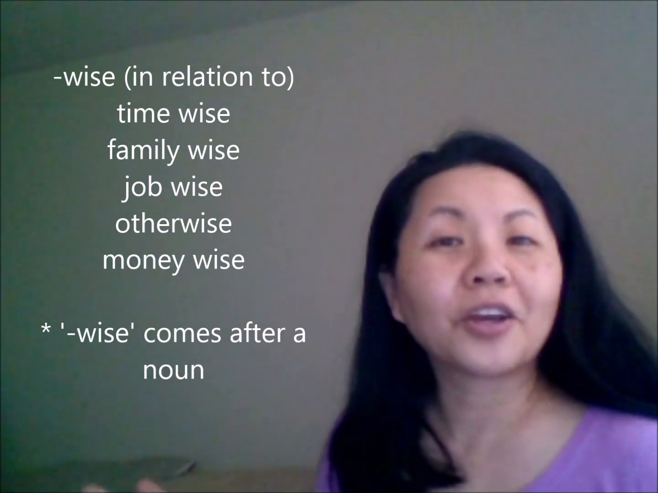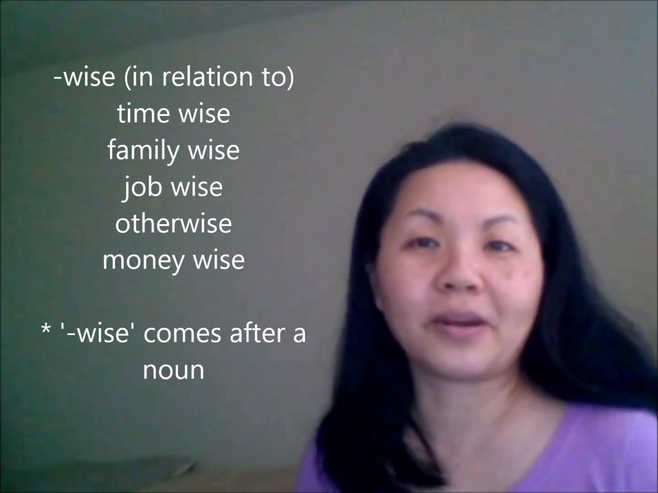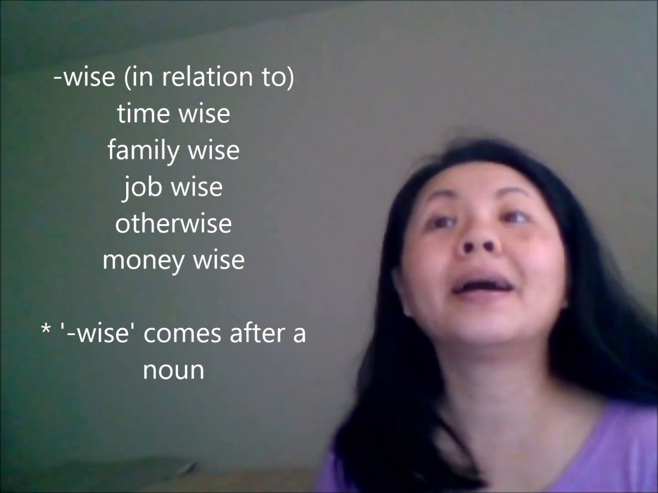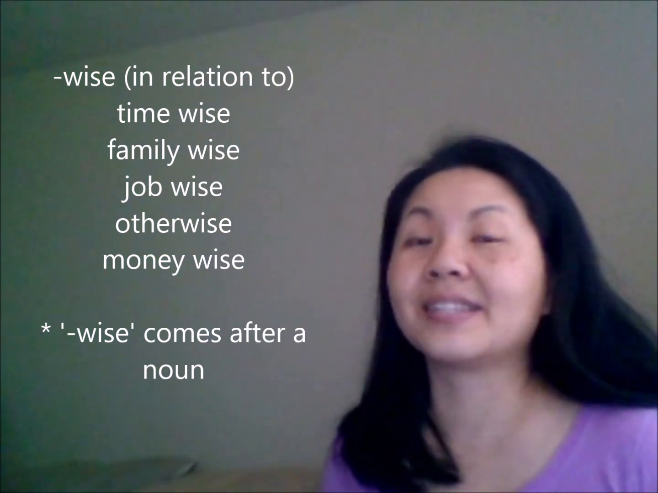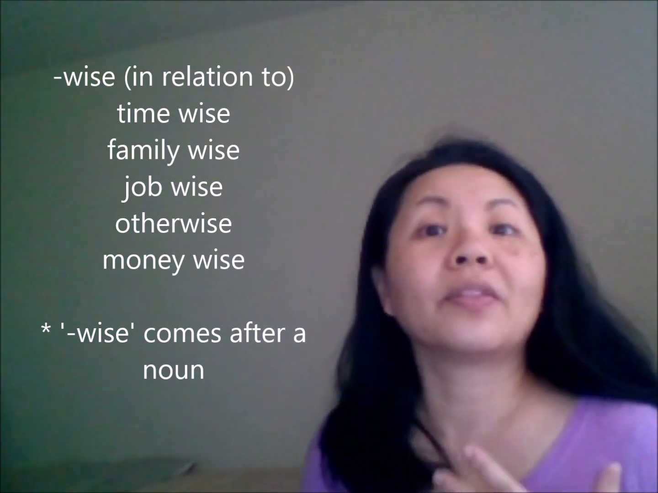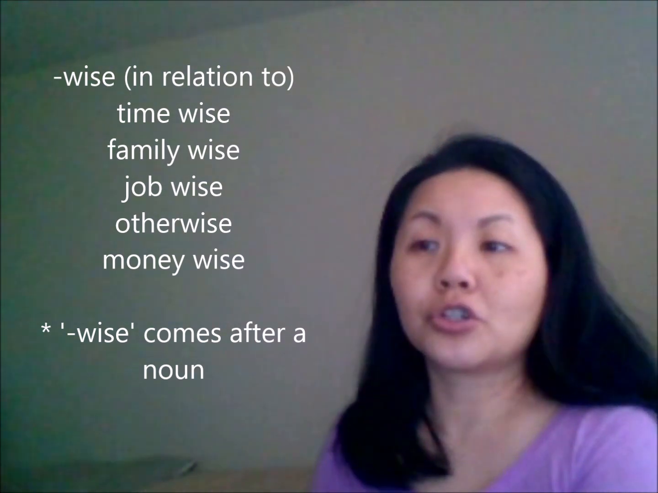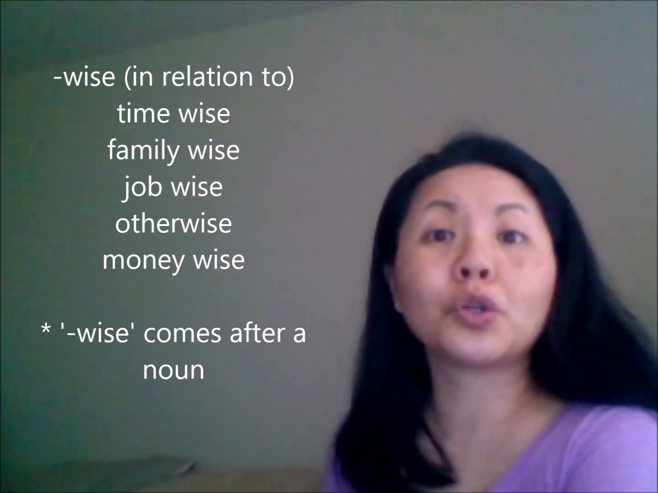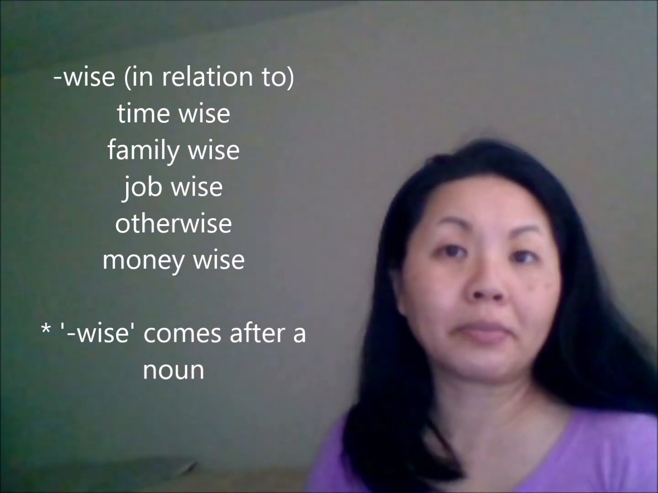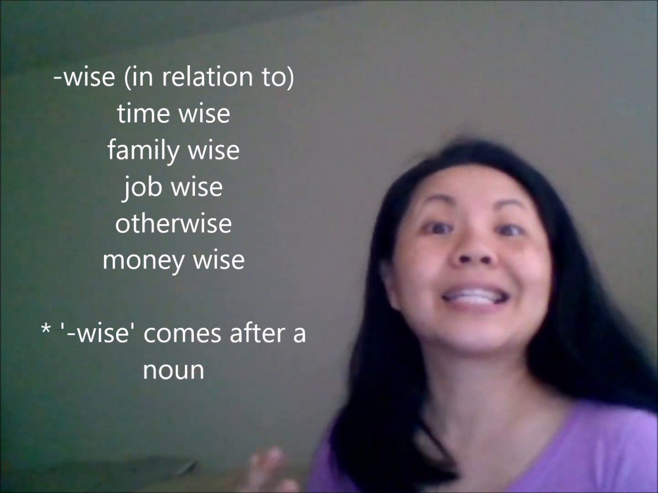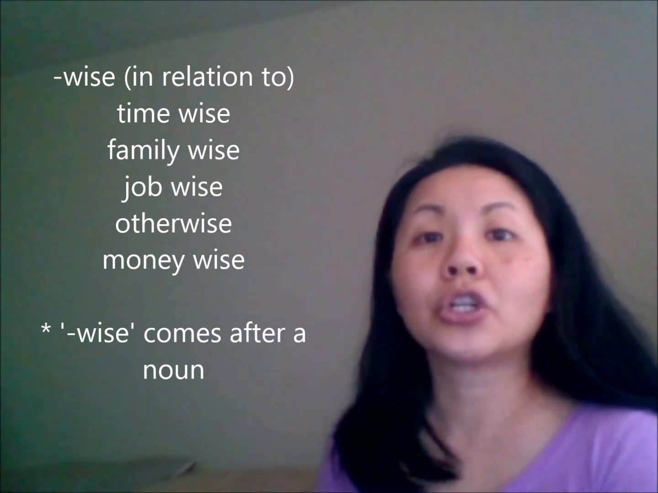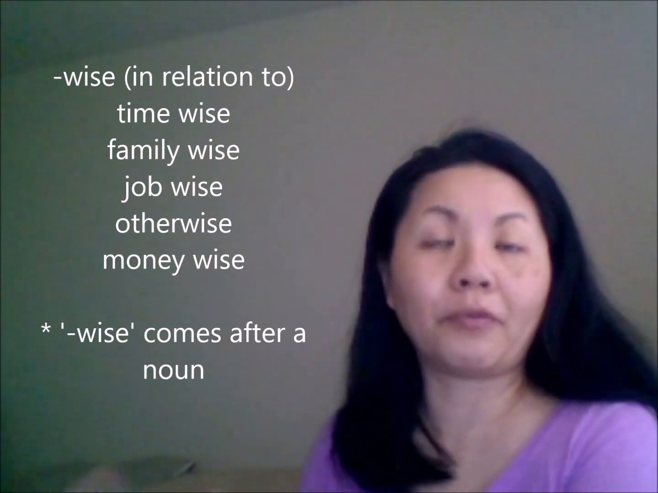Other words include otherwise, and money-wise. Money-wise, he's doing really well. He's saving up a lot of money. So these are words that usually show some kind of relation to the noun that is before it. So here you'll see that we have family, a noun, family-wise. Time is a noun, time-wise. So it's in relation to some kind of noun before that.